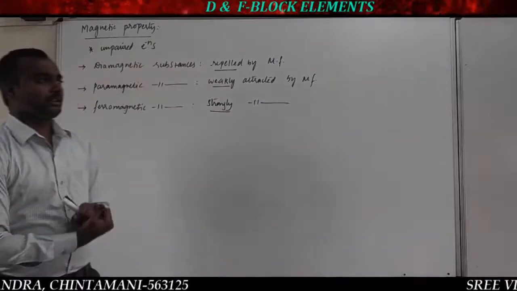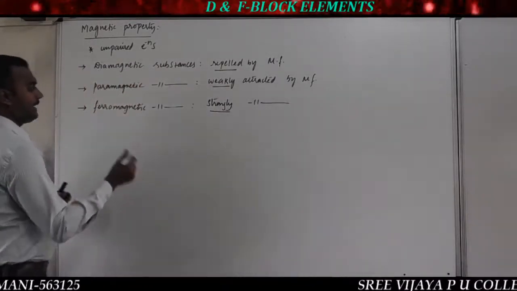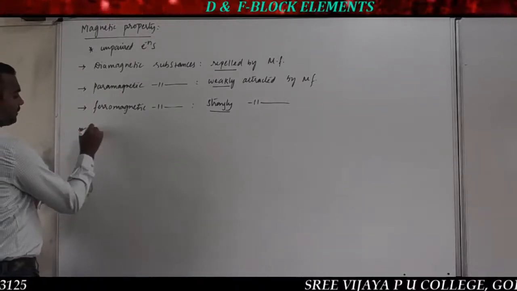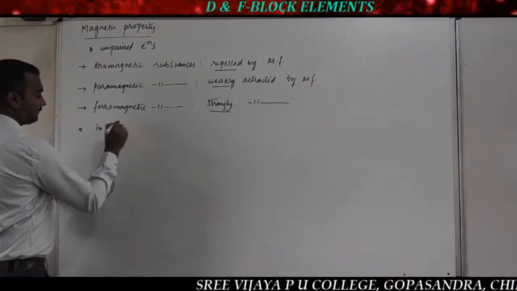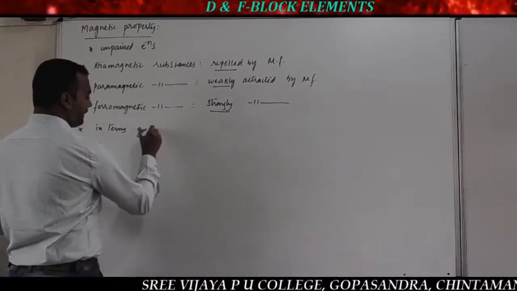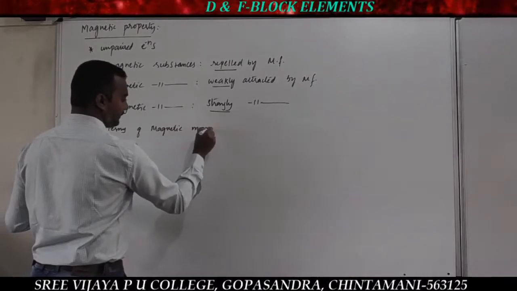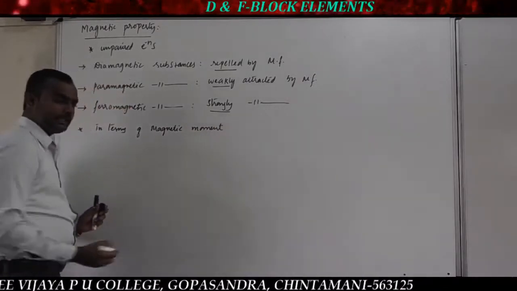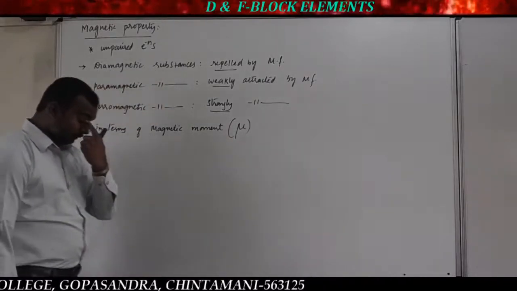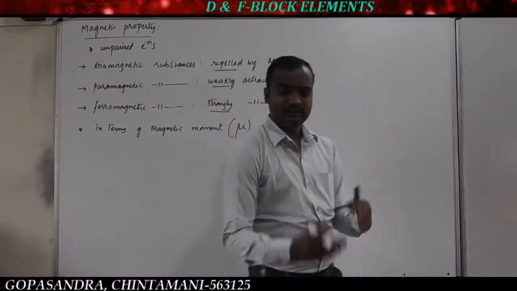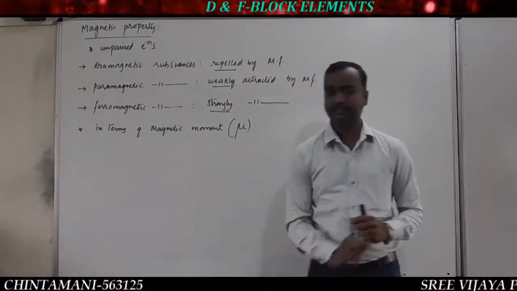Now how do we express the magnetic property? That can be measured. Magnetic property can be measured in terms of magnetic moment. Magnetic moment is indicated by mu. So what we have to do is calculate the magnetic moment, that is nothing but a magnetic property. So magnetic property can be measured in terms of magnetic moment.